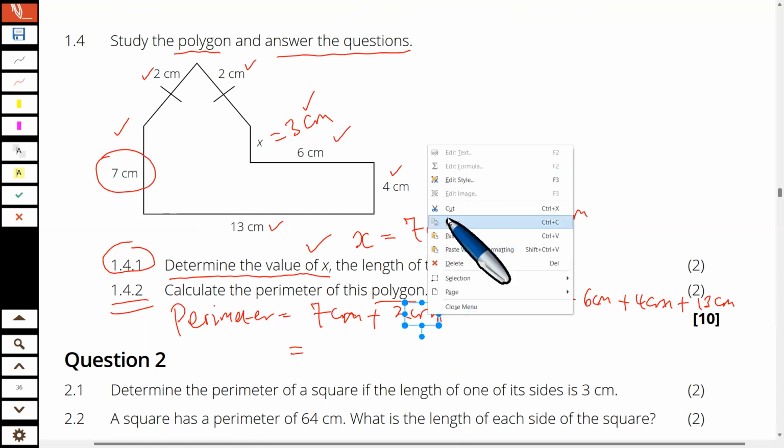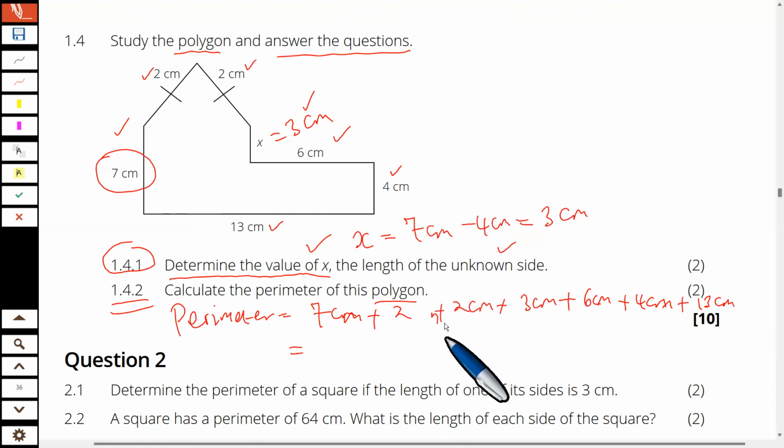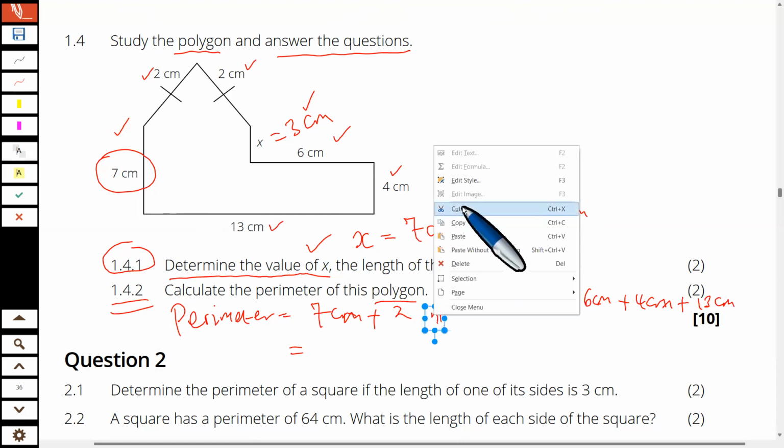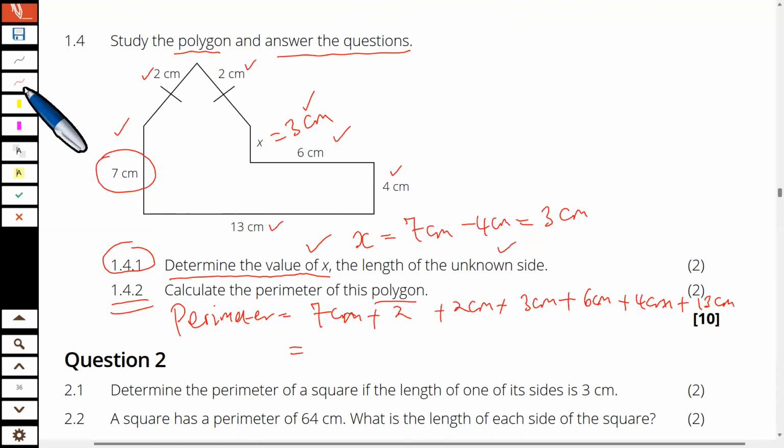And if you do add these up, what do you get in the end? Right, so what you get at the end is the sum of all these, and the sum of all these in 1.4.2 should be 37 centimeters. Okay, we're good. Next question.